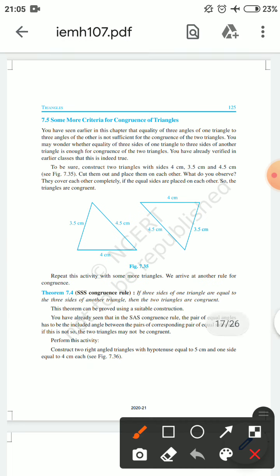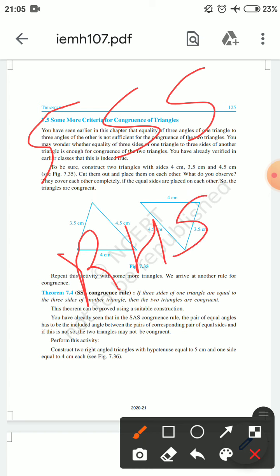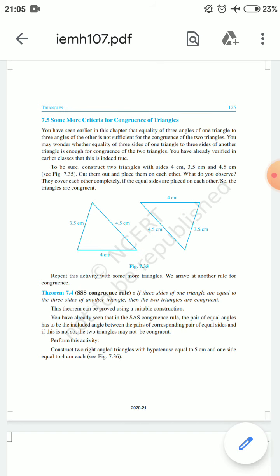Those are SSS congruency, that is side side side congruency, and RHS congruency. And in later videos we will be talking about isosceles triangles and some other rules. Okay, so let's first start with our SSS congruency criteria.